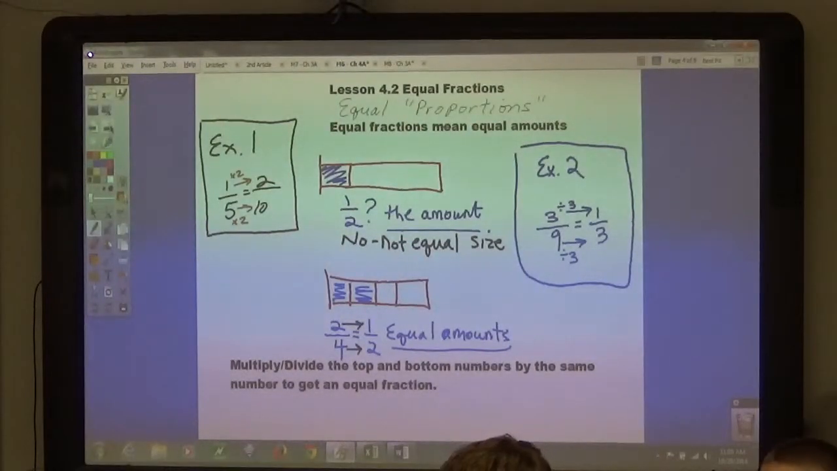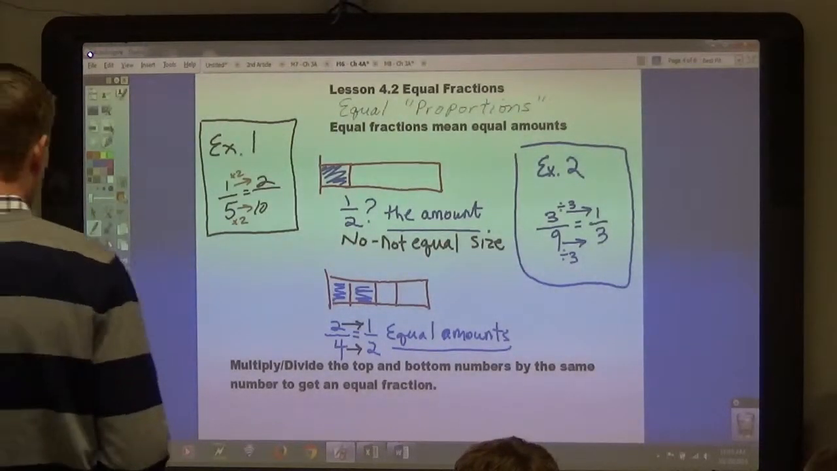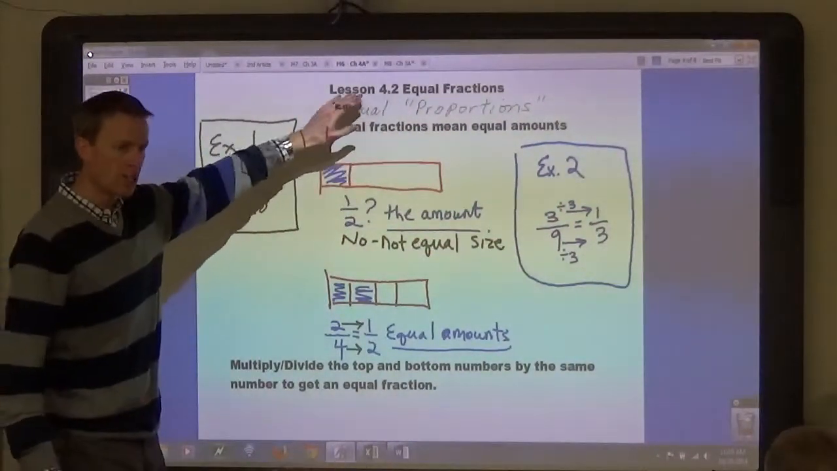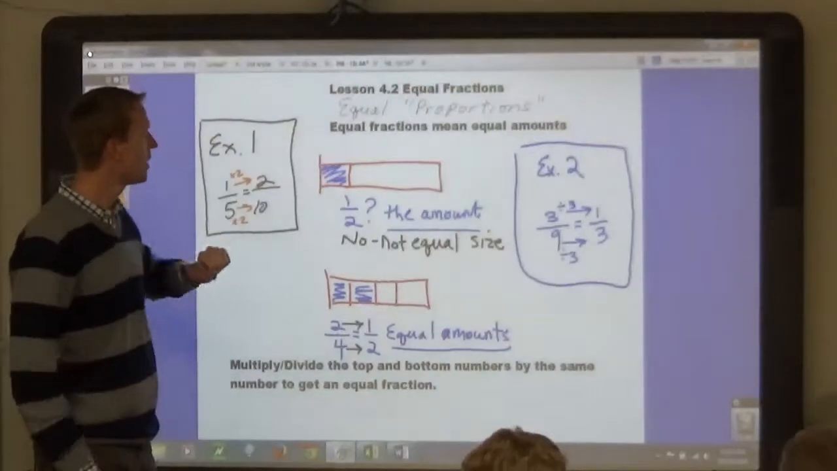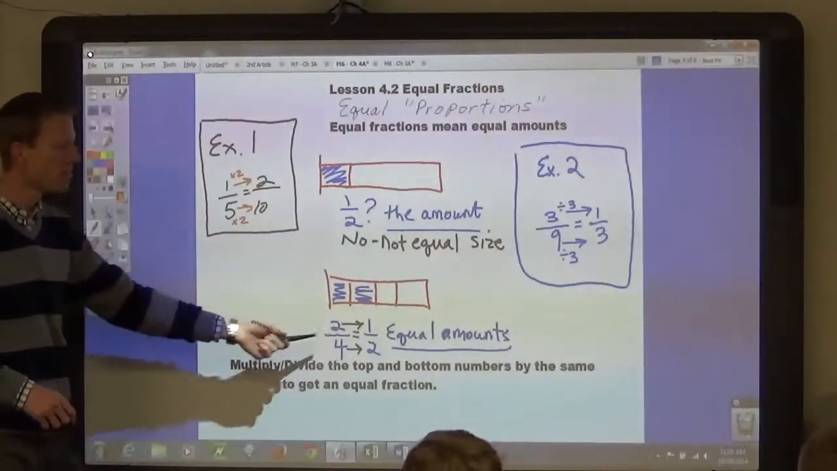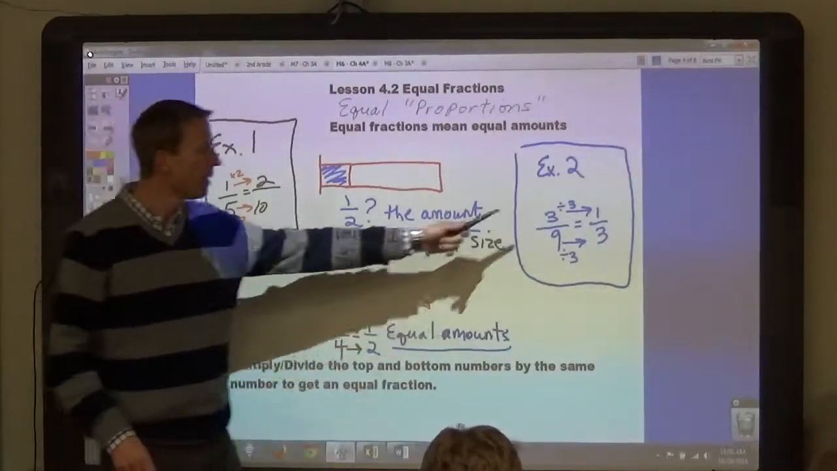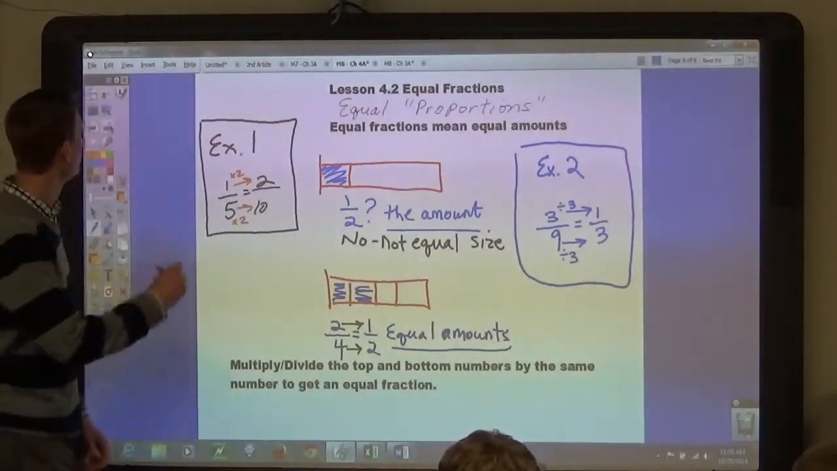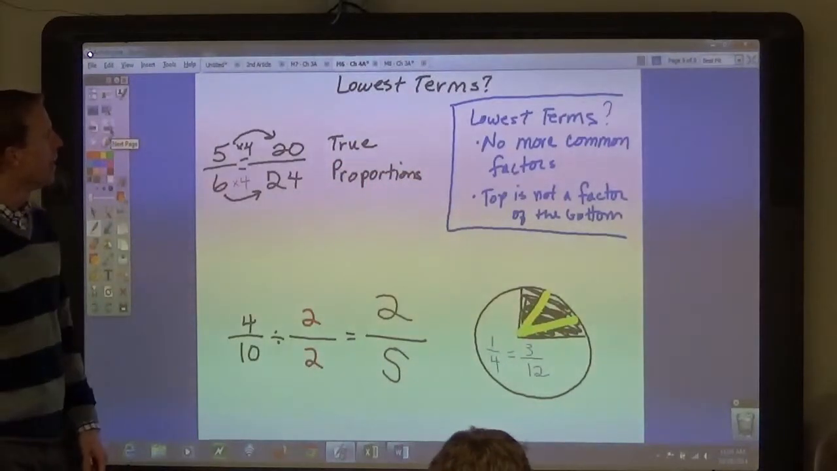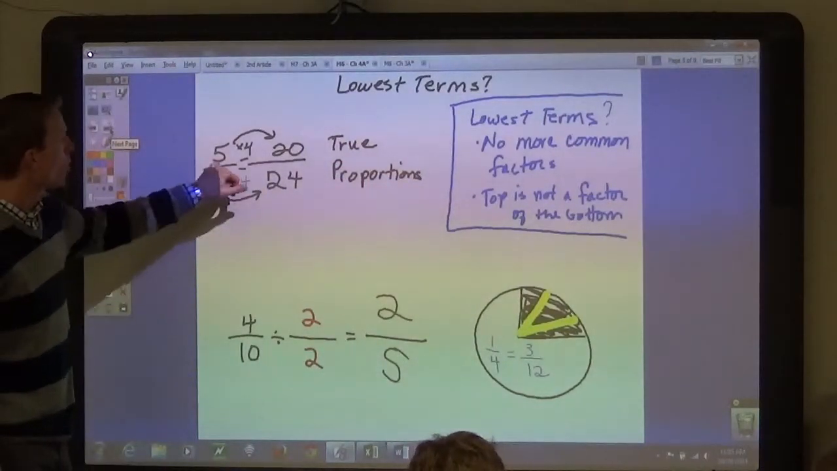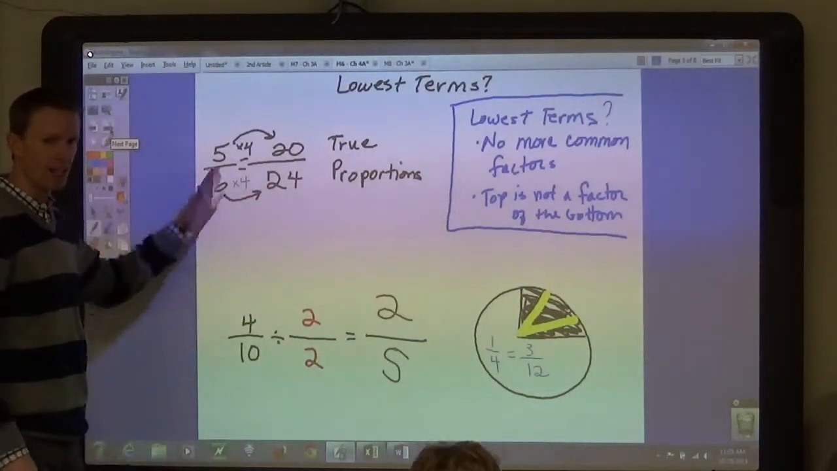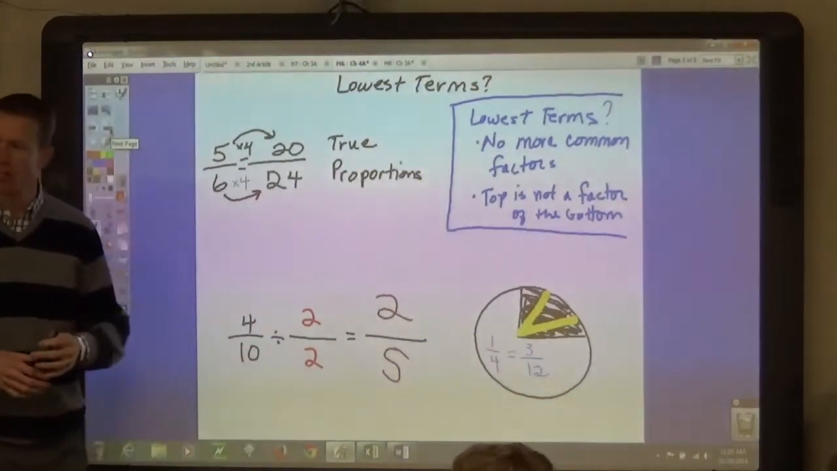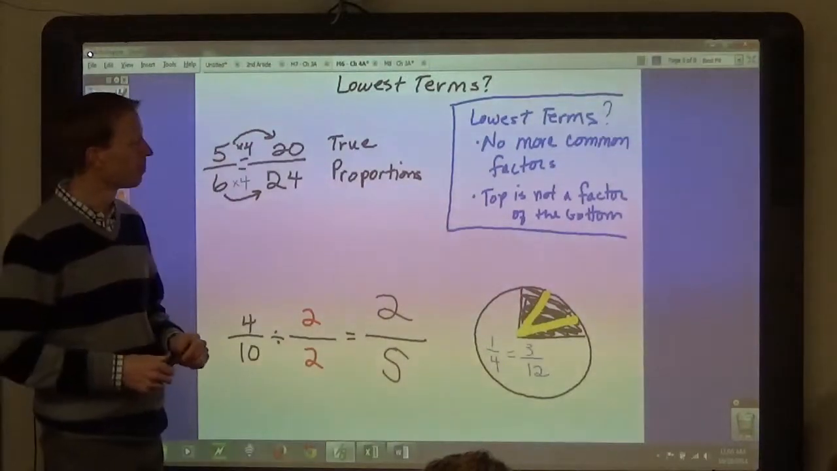We're talking about putting fractions in simplest form and getting equal fractions by multiplying the top number and the bottom number by the same number, or dividing the top and bottom number by the same number. Okay? And you get what's called a proportion when you find an equal fraction. A proportion is equal amounts put in different numbers or different terms.